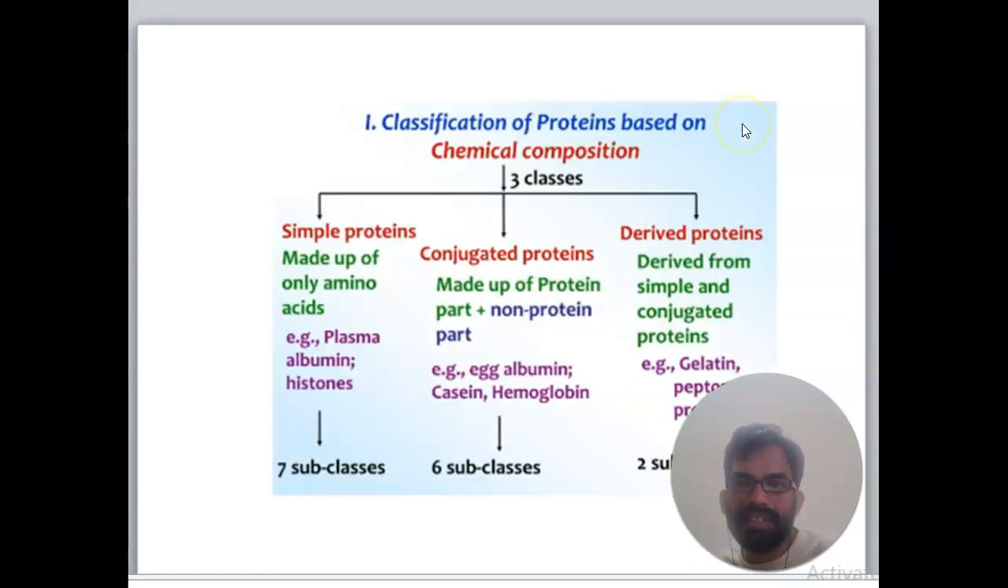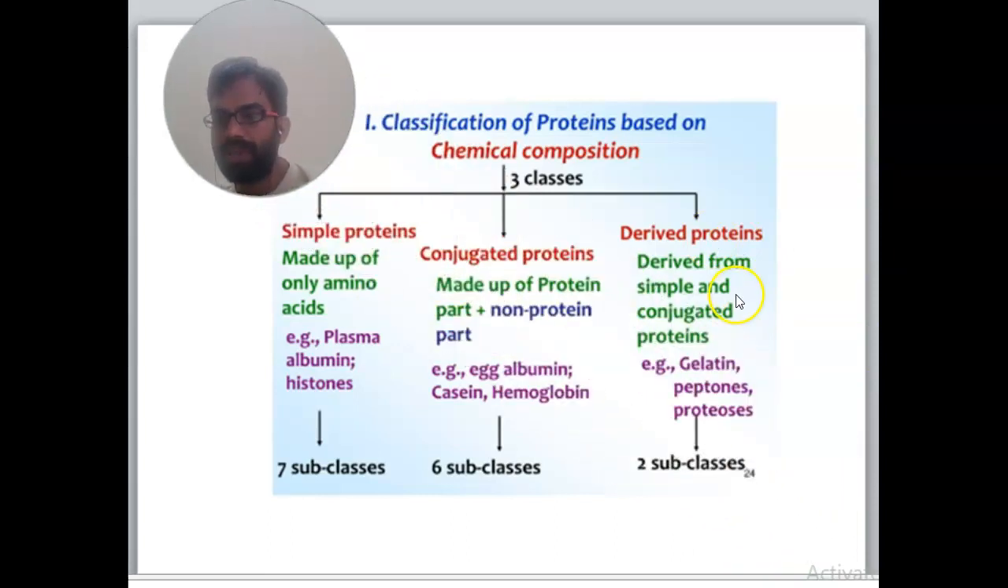Okay, now you can see what we discussed previously about proteins. Proteins are mainly of three classes based on chemical composition: simple proteins, conjugated proteins, and derived proteins. Simple proteins are like plasma albumin and histones. Conjugated proteins are made up of proteins and non-protein parts, like hemoglobin, myoglobin, egg albumin and casein. And now the derived proteins: derived from simple and conjugated proteins, such as gelatin, which comes from collagen and is a byproduct of the poultry industries, and the peptones and proteases. These are the derived proteins.